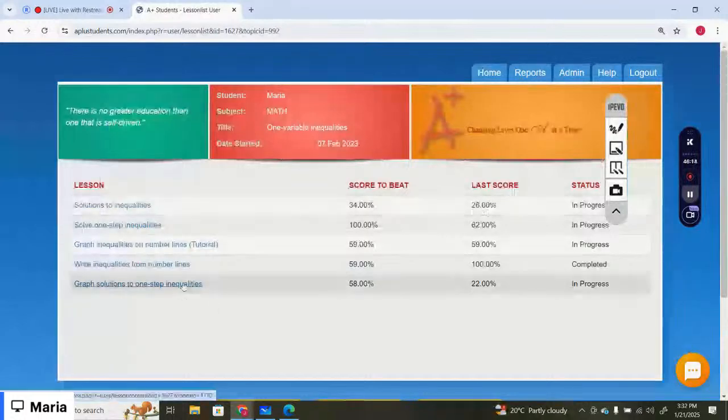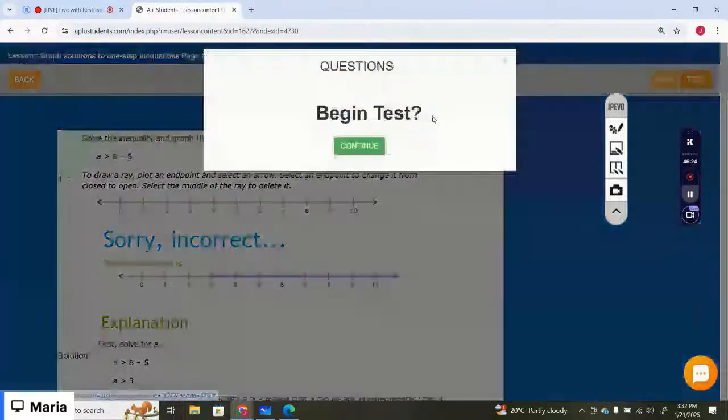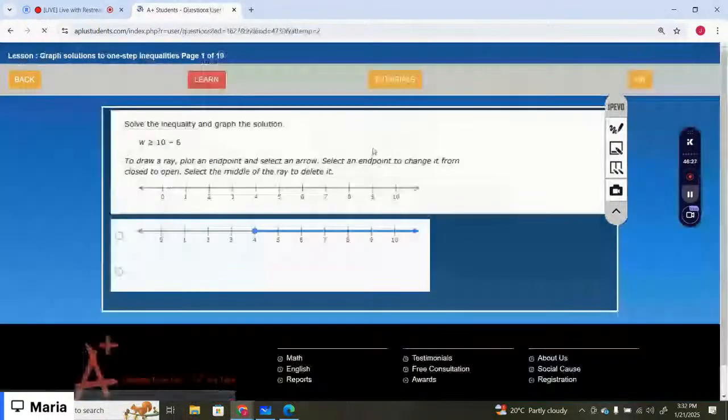That is graph solutions to one-step inequalities. So now we're going to learn how we graph the inequalities. Let's just start with the test questions so that we can do more practice questions.